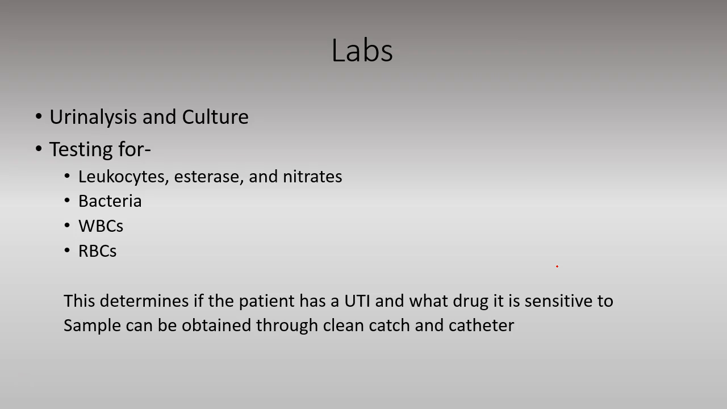If there is a suspicion based on your assessment, then you can actually do a lab. It's called a urinalysis and a culture, or a UA. You're testing for leukocyte esterase and nitrates. It will also test for bacteria, white blood cells, and red blood cells. This determines if the patient has a UTI and what drug it is sensitive to. So a sample can be obtained through a clean catch or through a catheter. If the labs come out that these are high, then your suspicion was right. You're now proving that your patient actually has a urinary tract infection.